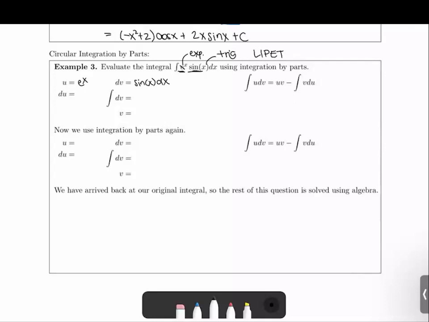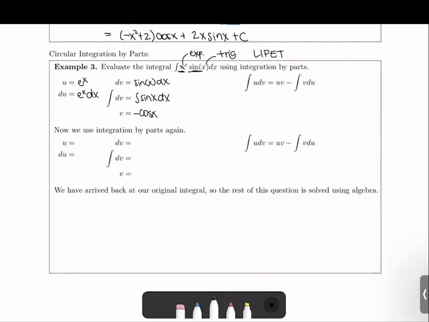So now we take a derivative of u, and we are going to get that the derivative of e to the x is still just e to the x. Then we add a dx. And then we are going to integrate our sine, and the integral of sine is going to be negative cosine. And remember, we're not worrying about the plus c here.